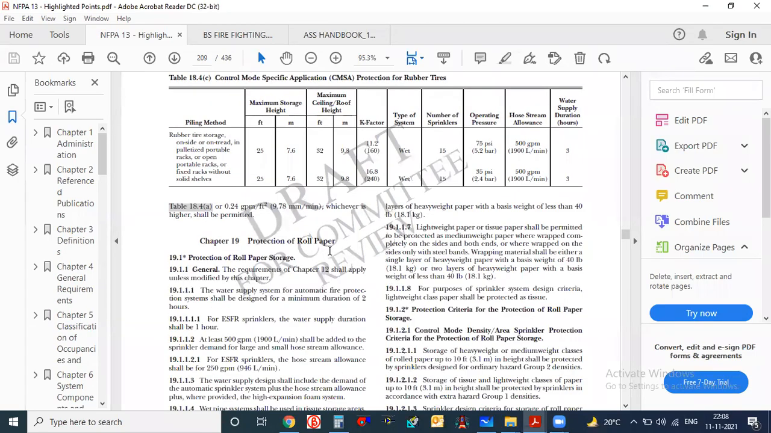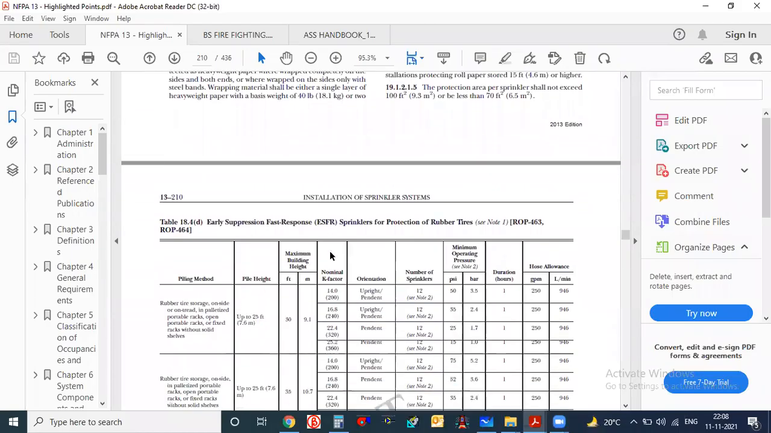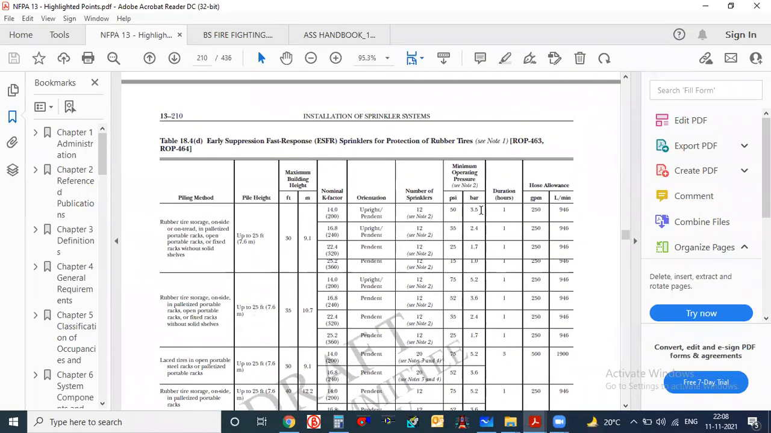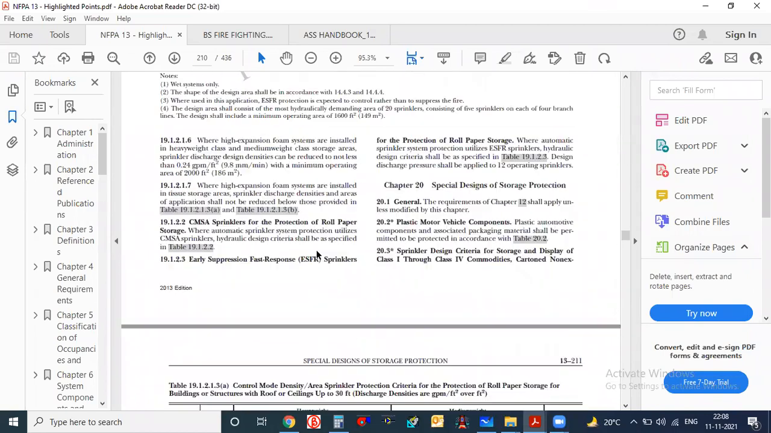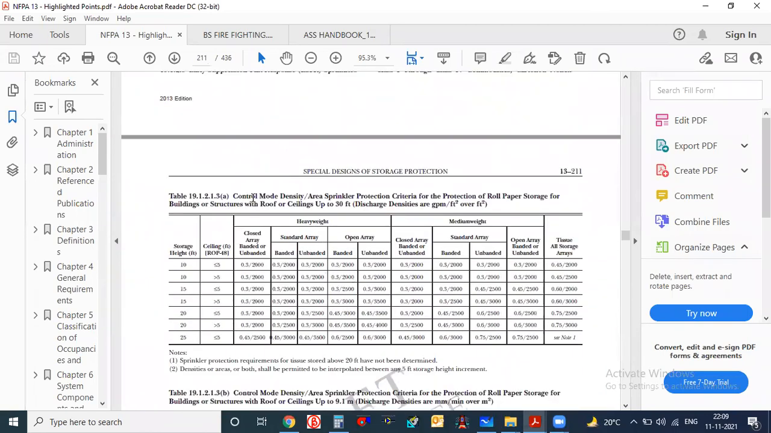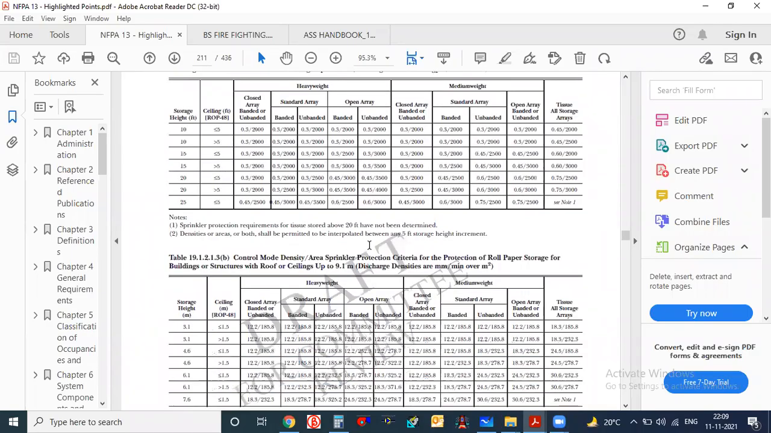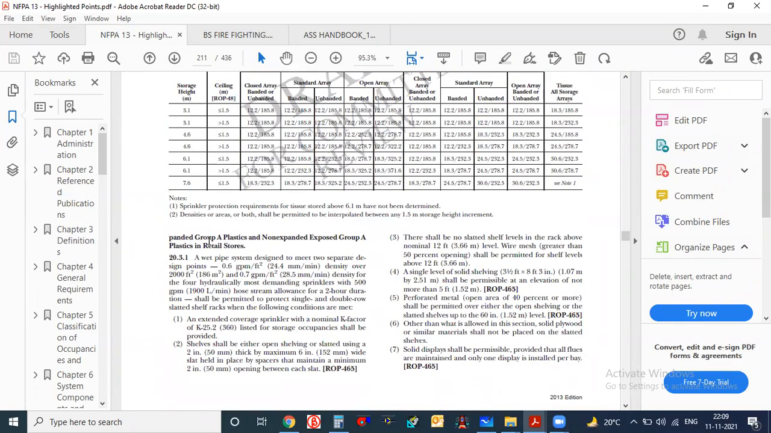Next, they are talking about the roll paper. And for roll paper, see, ESFR sprinkler, they have given some minimum operating pressure, orientation, number of sprinklers. Same thing is given here, K factor. And CMDA sprinkler is a little bit complicated here because even I don't understand what is written here. Open array, standard array, closed array, ceiling, storage height, heavy weight, medium weight. So this is entirely out of my mind, what is written here. So I will just skip this CMDA sprinkler.